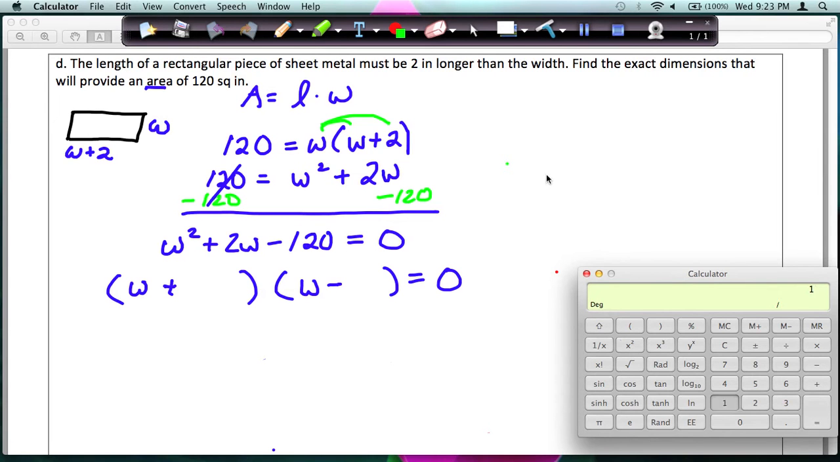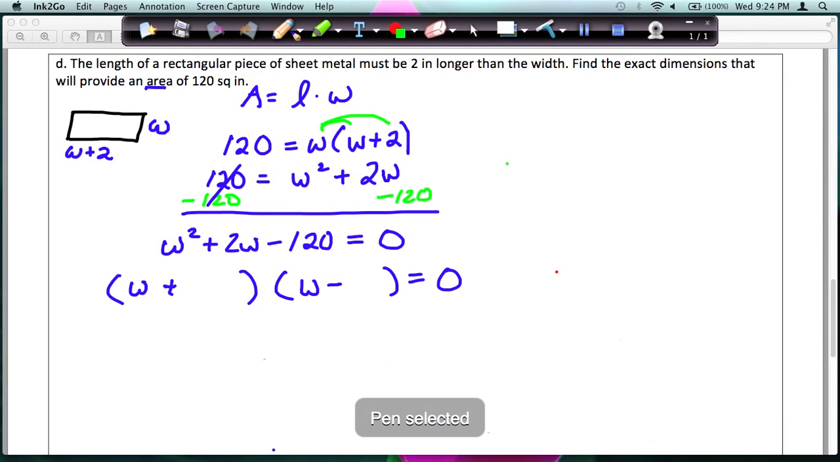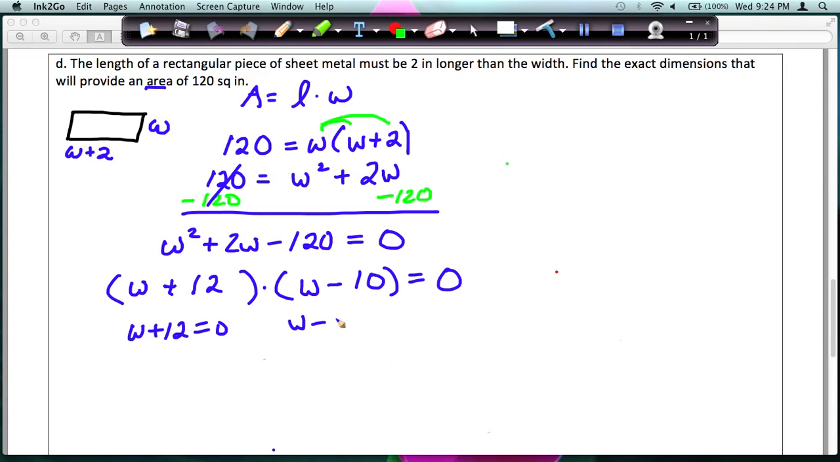You could try 12, and right there you get 12 times 10, and you have two numbers that you can work the signs so that they add to be 2. So you need a positive 12 and a negative 10. That'll multiply to be negative 120 and add to be a positive 2. So now that you have your two factors that multiply to be 0, you set both of those factors equal to 0 and solve for W, which stands for your width.